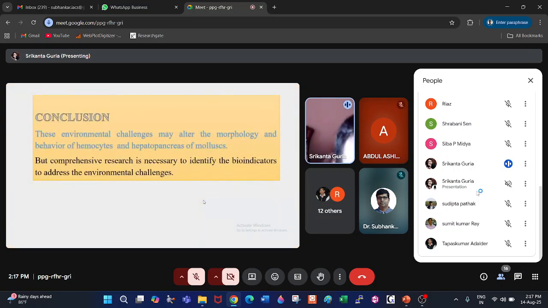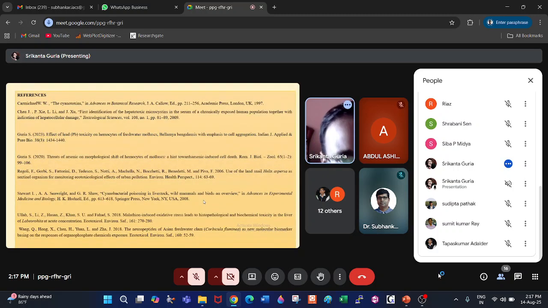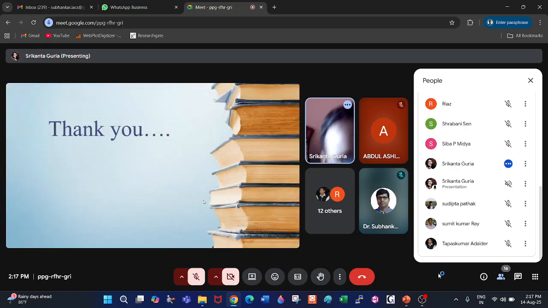So what is the conclusion? Environmental challenges may alter the morphology and behavior of the hemocyte and hepatopancreas of the mollusca, but comprehensive research is necessary to identify the bioindicator to address the environmental challenges. These are the references or literature I have consulted.